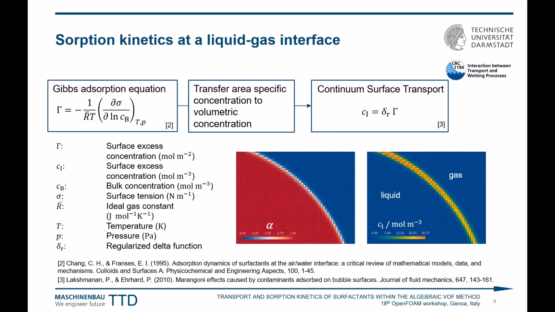As you can see here, for a distribution of alpha on the left side, where you can see an interface where alpha changes from 0 to 1, you can define a CI, which is concentration at the interface, which is basically multiplication of the regularized delta function and then the gamma, which is in moles per meter square. So by doing this, we get the concentration of surfactant which is at the interface only, in the interfacial region.